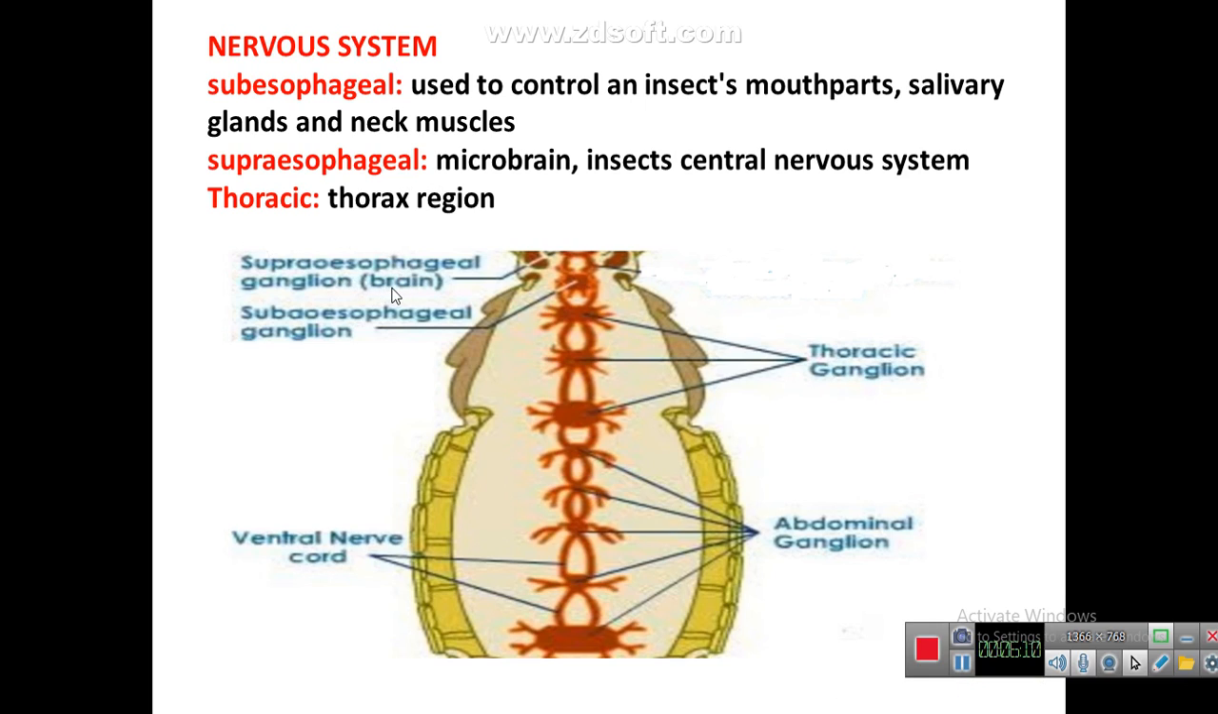Supraesophageal ganglion, also known as the brain. It is a microbrain in insects. It is considered the central nervous system. Then subesophageal ganglion. It is used to control the insect's mouth parts, salivary glands and neck muscles. Thoracic ganglion means it is present in the thorax region. And these are the abdominal ganglia, all these ganglia are connected by means of the nerve cord.